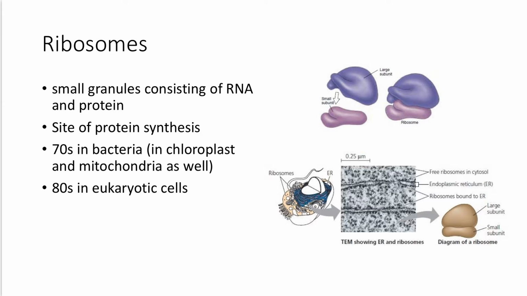They're common structures in all cells, but the prokaryotic cells, the bacterial cells, have a smaller size ribosome, 70S ribosome, compared to the eukaryotic ribosome, which is 80S. So even in eukaryotic cells, organelles such as mitochondria and the chloroplast may also have 70S ribosome in them.